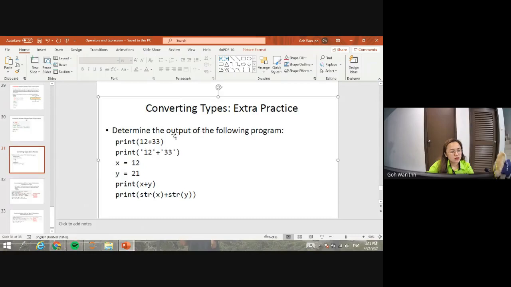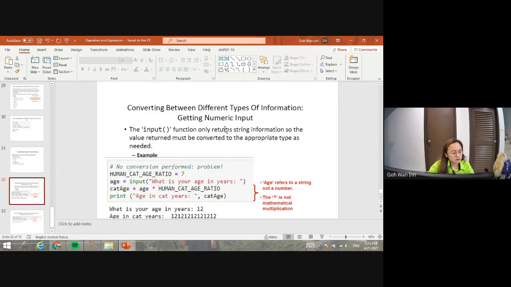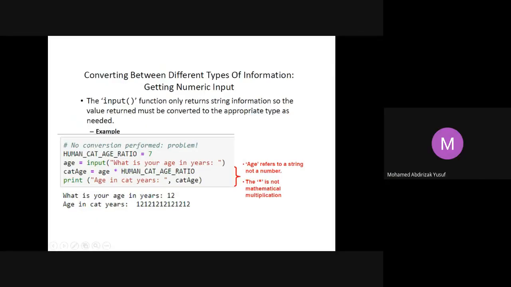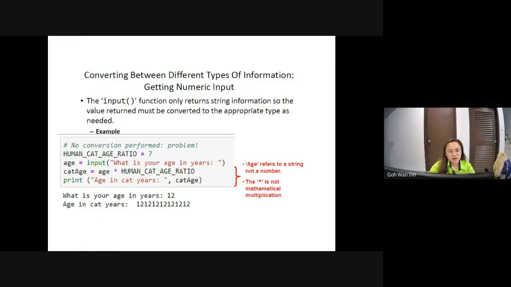Like this one, you can do extra practice at home. Okay, so convert between different types of information, getting the numeric output. The input function only returns string information, so the value written must be converted to the appropriate data type as needed. For this example, is the screen too small, or do I need to show it in the slideshow? Okay, it's okay. Open bigger.